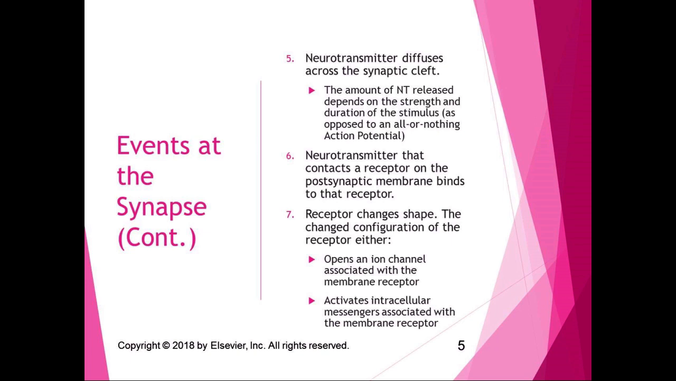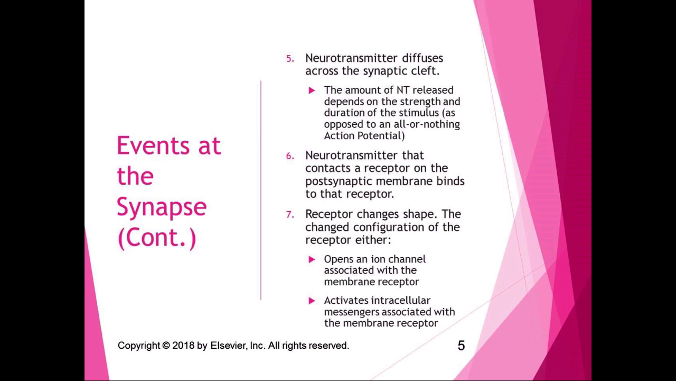The receptor changes shape, and the change in configuration of the receptor has some different potential. Either it opens an ion channel that's associated with the membrane receptor. It's one of those ligand-gated channels. Or it activates intracellular messengers that are associated with that membrane receptor. So the ion channels that open when a neurotransmitter binds to it, those are those ionotropic ligand-gated channels. That's their job, is just to open it up and let the ions in.